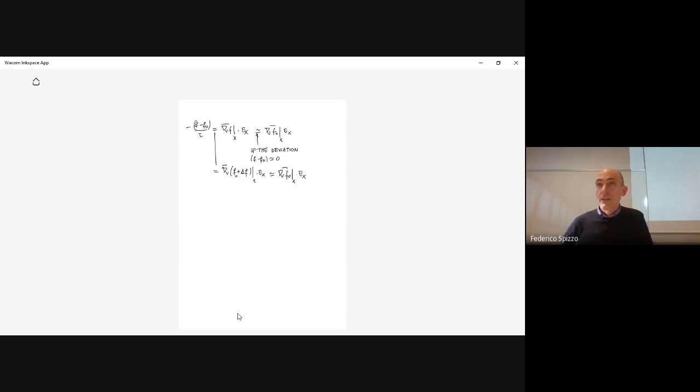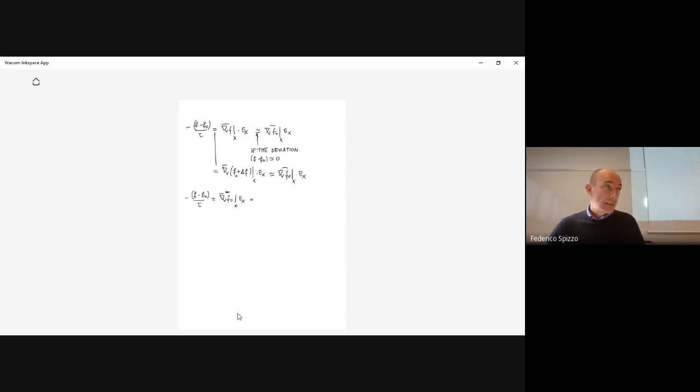Because here you have an equation where you have delta F on the left, F minus F0, and the gradient of delta F on the right. So what you expect is that the gradient of F0 is larger and larger with respect to the gradient of the variation, so you neglect the gradient of the variation. So at the end, we have minus (F minus F0) divided by the relaxation time is equal to the gradient of F0 times Ex.